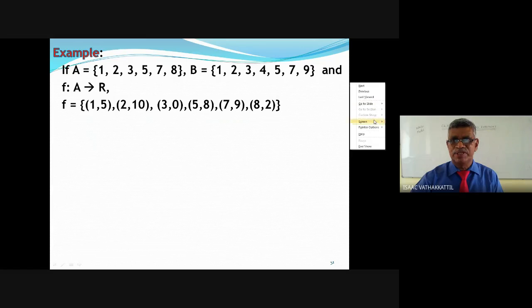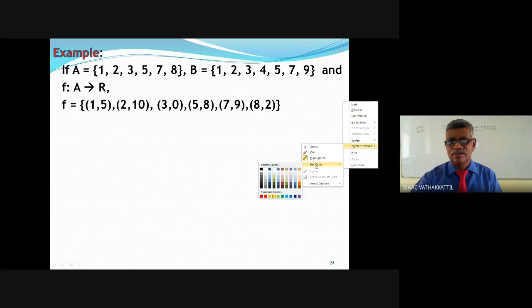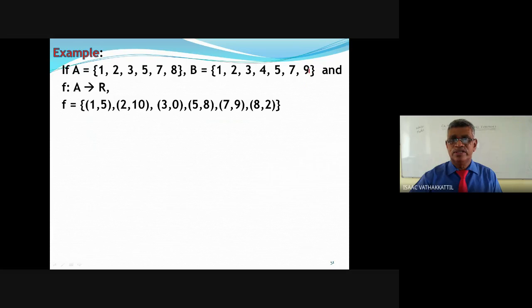Smaller. 10 must be here. I made it like that. 10 is missed. Okay. There is a 10 missing here. Just add it, otherwise this function doesn't look right. 10 missing here. 1, 5, 2, 10.